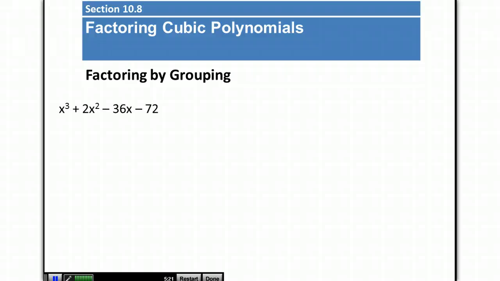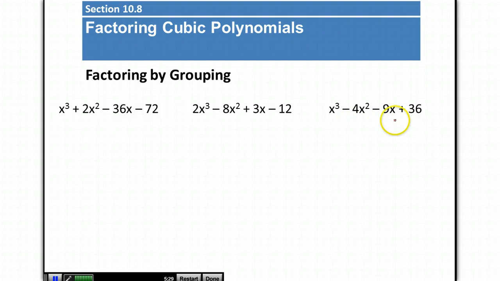Factoring by grouping. Is this the same problem? Yeah. Oops. This third example, we did these two already. This third example, we want to factor by grouping.